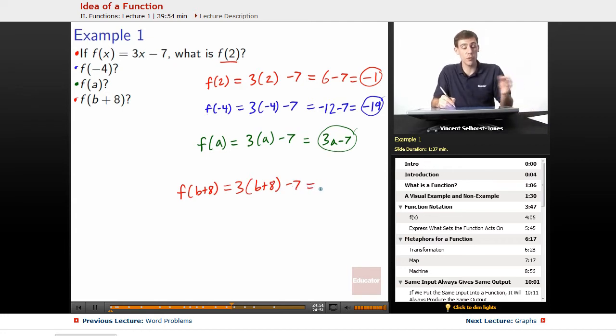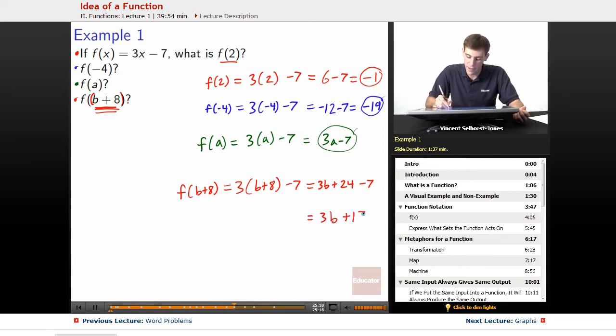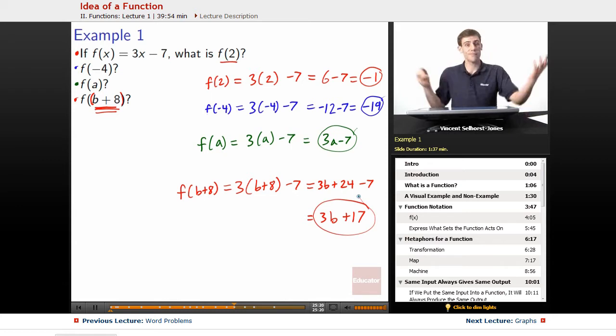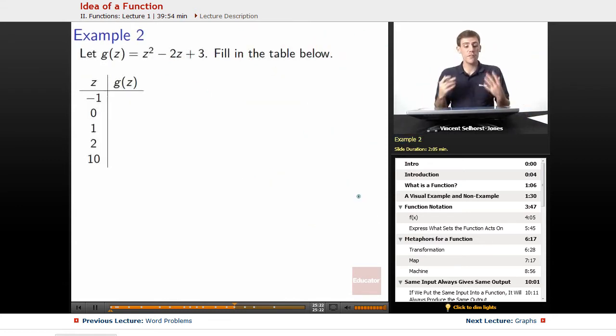So we have to distribute, and notice how important it was that we put it in parentheses. If we just plugged it in as 3b plus 8, that'd be totally different than 3 times the quantity b plus 8. And that's what it really has to be, because it's everything in here that got plugged in, not just the b. The b and the 8 don't get to be separated now. They have to go in together. So 3 times quantity b plus 8 minus 7, we get 3b plus 24 minus 7, which is equal to 3b plus 17.